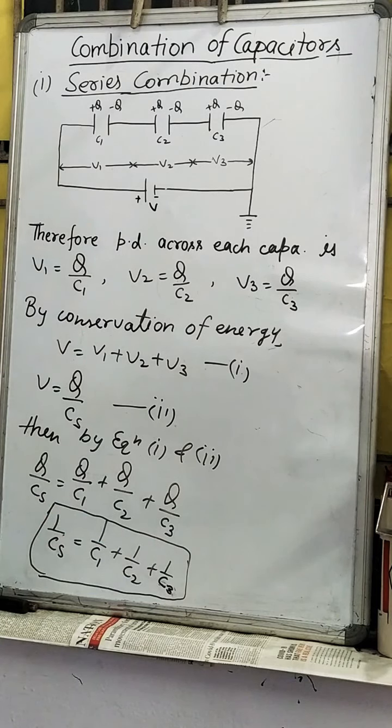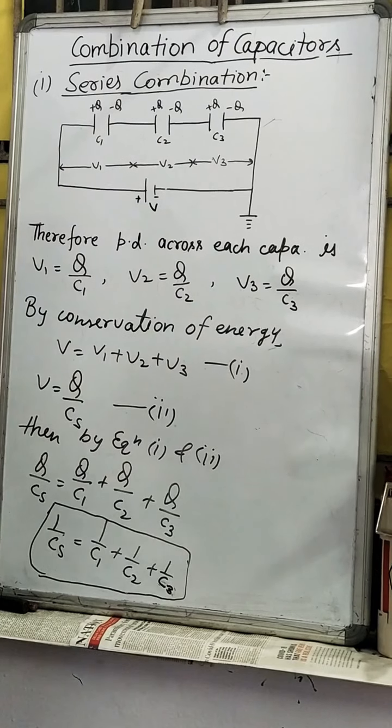What are the properties of these? Equal charge is stored in all the capacitors, Q is equal. The equivalent capacity is smaller than the least individual capacity, meaning the total is the least compared to any single unit. The potential drop is inversely proportional to the capacity. That is your series combination.